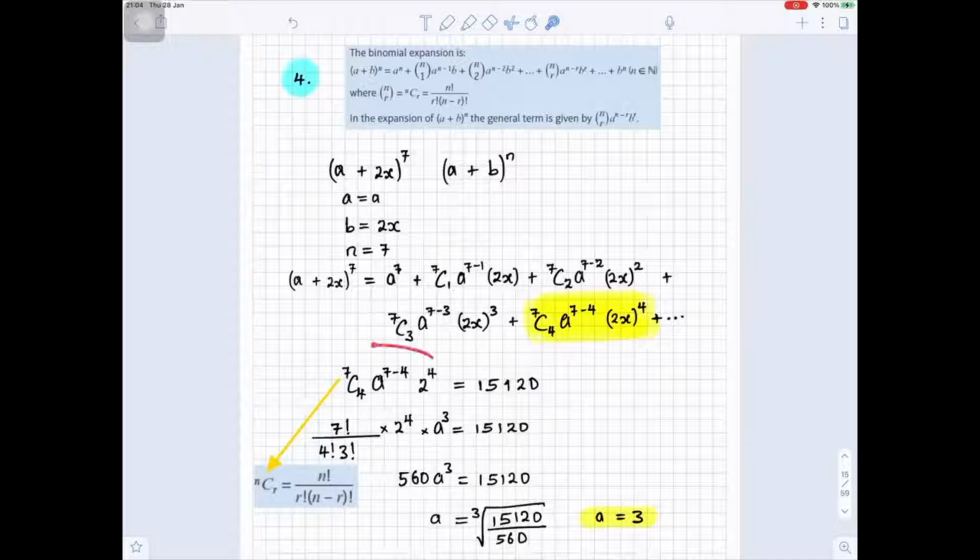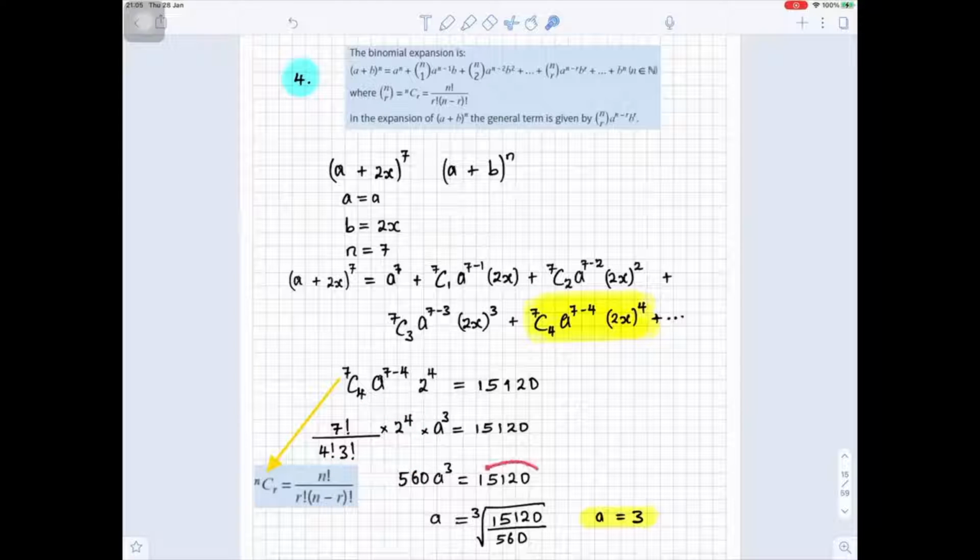So we want to work out that coefficient, and it says that is equal to 15,120. So we find 7C4. To find 7 combination 4, you can use this formula, or you can use your calculator, and then times it by 2^4, times a^(7-4), which gives a cubed, and that will be equal to 15,120. So all of this will give us 560.